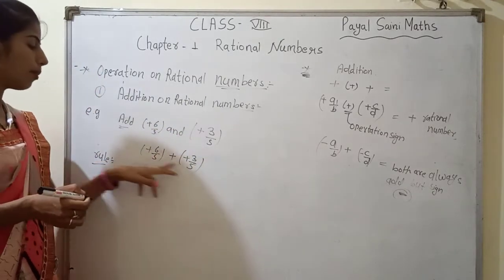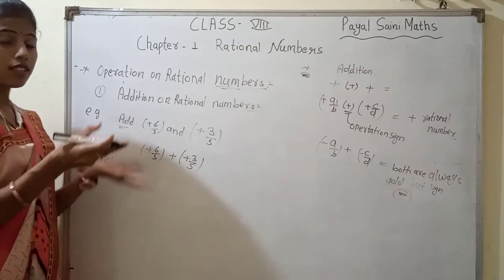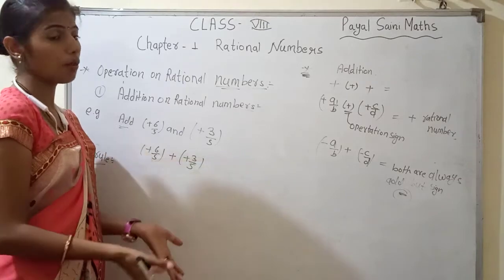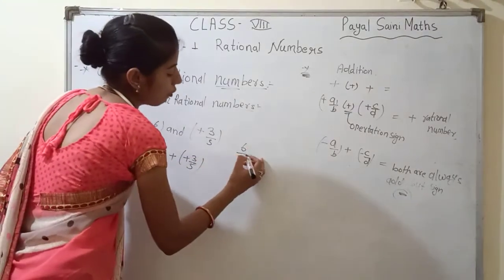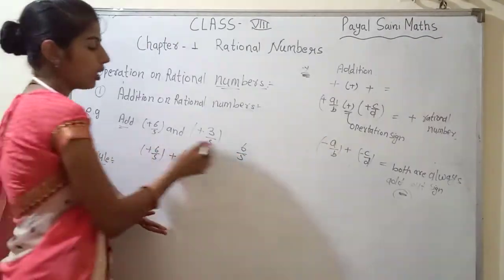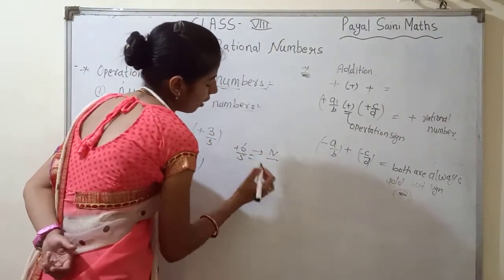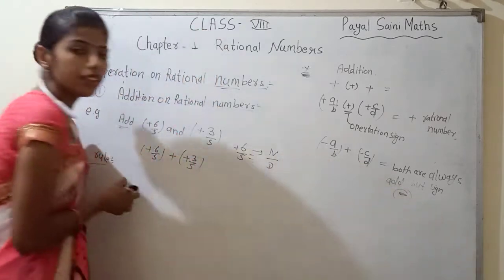If your denominators are equal. Now what does this mean? You may ask me, what is the meaning of denominator and numerator? 6 by 5 is a rational number, we all know that. And here 6 is called the numerator and 5 is called the denominator.